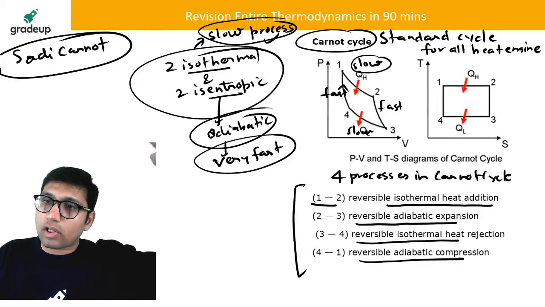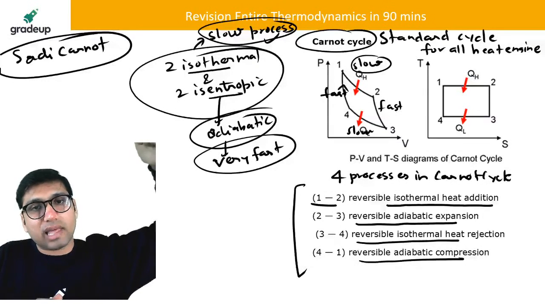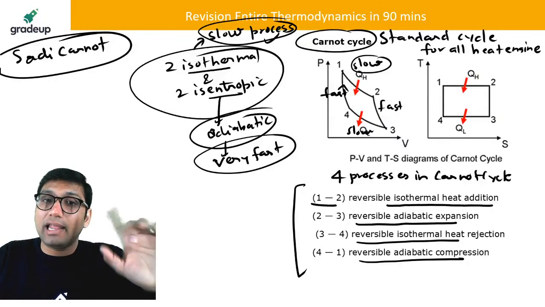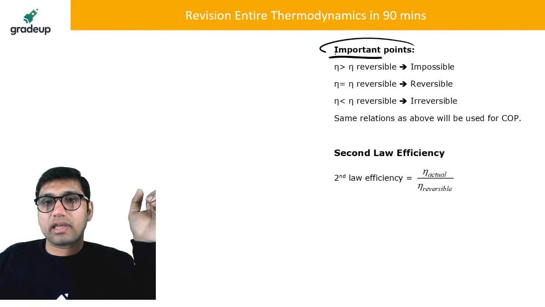It is a standard cycle for all heat engines. All heat engines look up to this cycle. They want to become this cycle, but it is very difficult to become this cycle because this cycle is not practically feasible. Okay. So there are some important points which are related to the Carnot cycle.